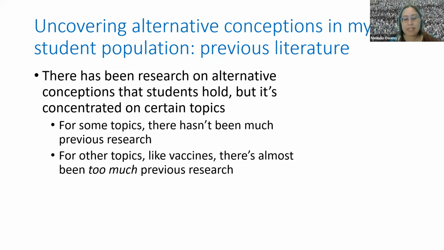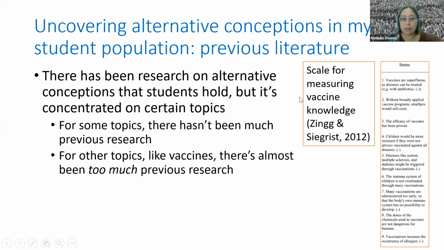For other topics like vaccines, there's almost been too much previous research. And what do I mean by that? Well, because this has been such a relevant thing. There have been a ton of people going around, not only students, but the general population, asking them all sorts of questions about vaccines and uncovering all sorts of interesting ideas. And of course, for something like vaccines, if you go on Facebook, a lot of people will volunteer all sorts of wrong ideas, all on their own volition. And so that should be good, right?